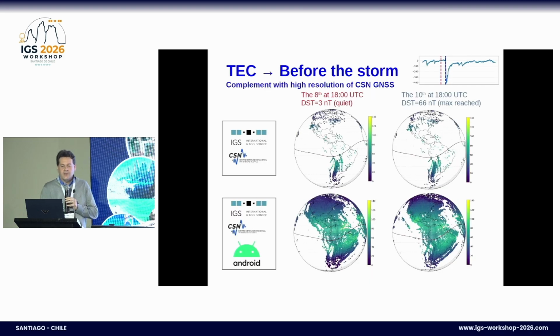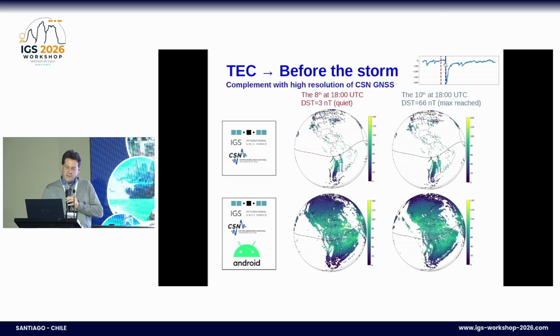And here you have, for example, the comparison. This is before, this is DST up here. And this is for a quiet time. This is the first column. This is combining IGS and the Centro Sismológico Nacional. And here we have the high resolution data that we are using. And the one below is when you just put the cellular phones also, which are freely available.